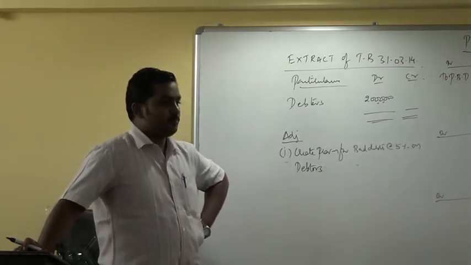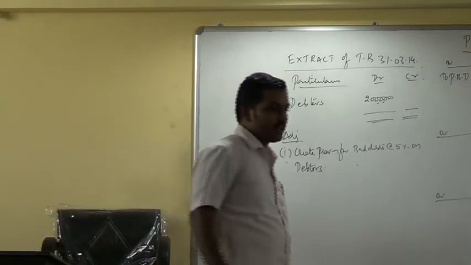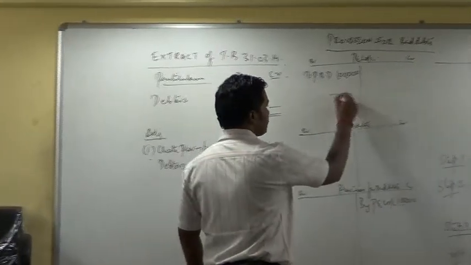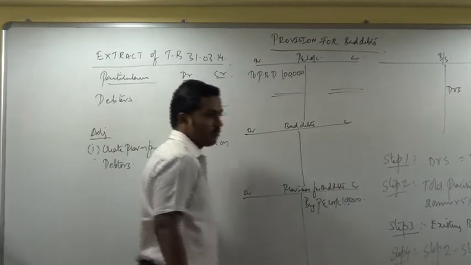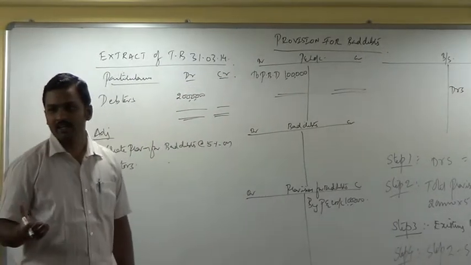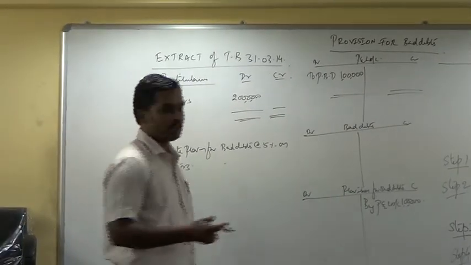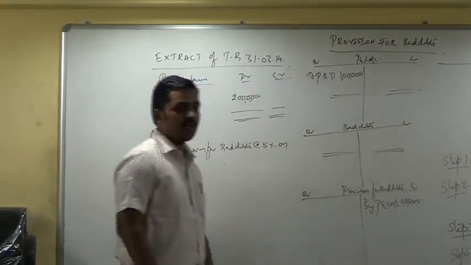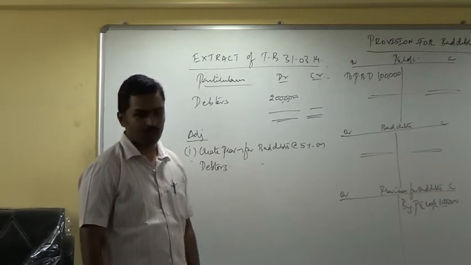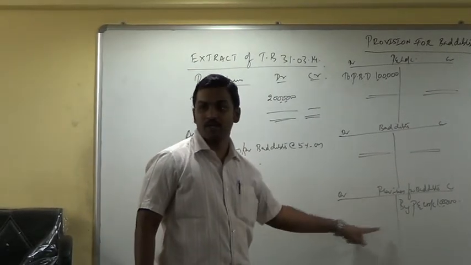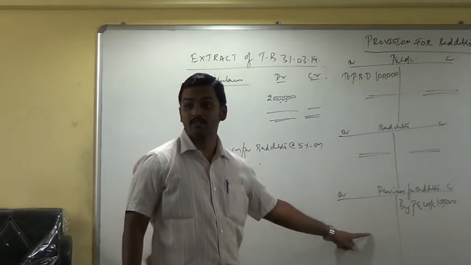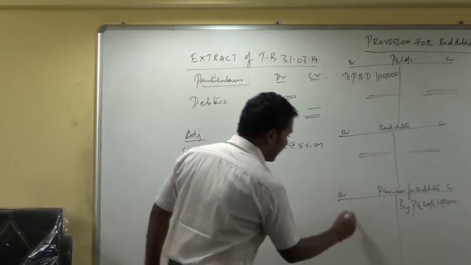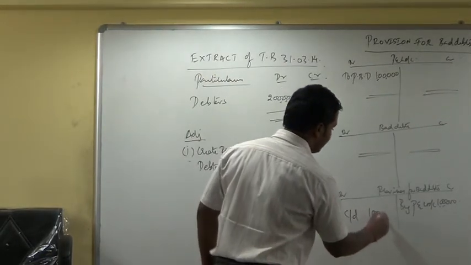P&L account is debited, provision for bad debts account is credited. You can just put a double underline and leave the account because we don't have other items to calculate net profits or losses. Bad debts also, we don't have any information given in the problem, hence it is just balanced and left. Provision for bad debts, it's now showing a closing balance of how much? 1 lakh. Balance it. Carry it down 1 lakh.